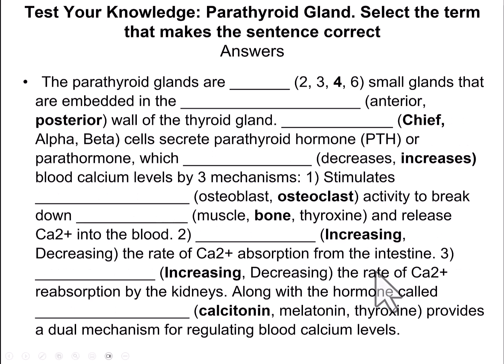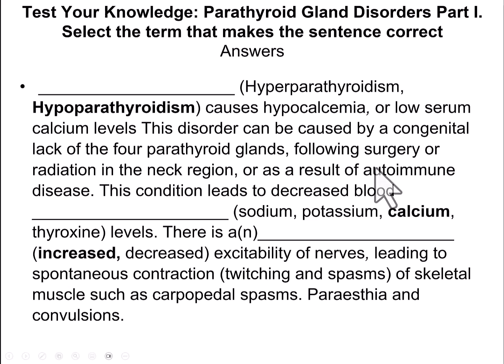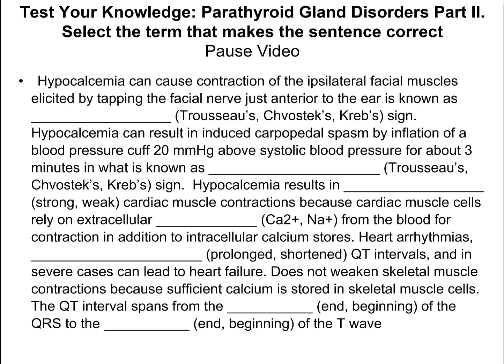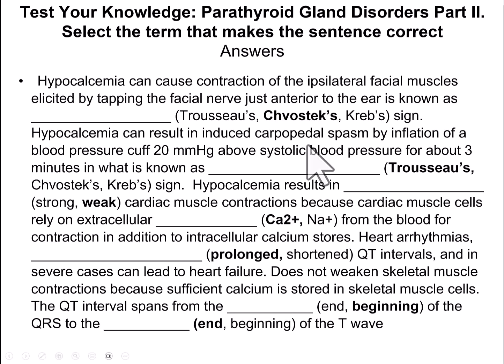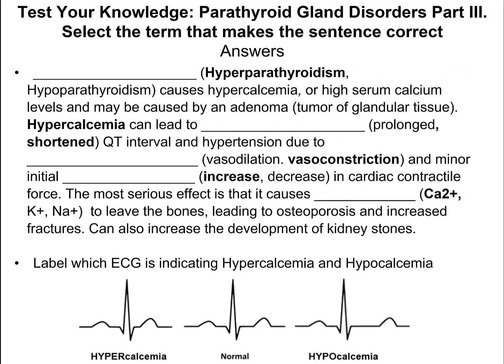Here are the answers. Parathyroid gland disorders, part 1. Go ahead and pause your video and select the term that makes the sentence correct. Here are the answers. Part 2. Pause your video and select the term that makes the sentence correct. Here are the answers. Part 3. Go ahead and pause your video and select the term that makes the sentence correct. Here are the answers.